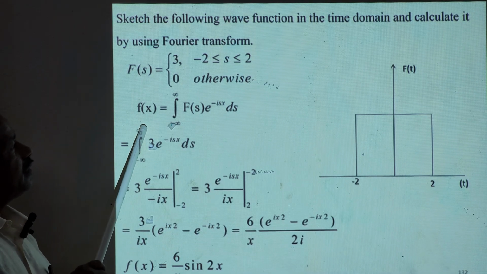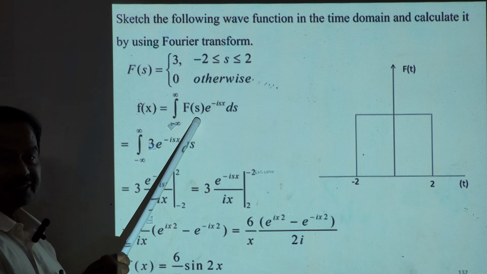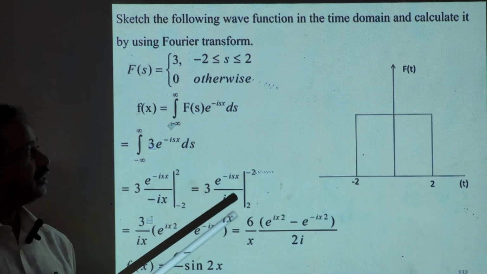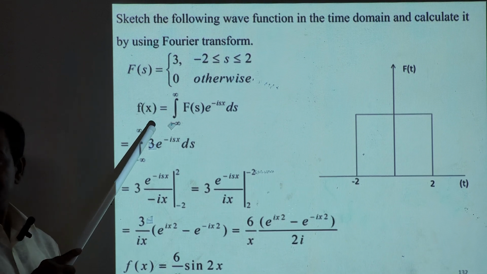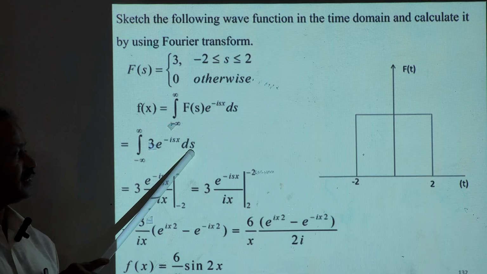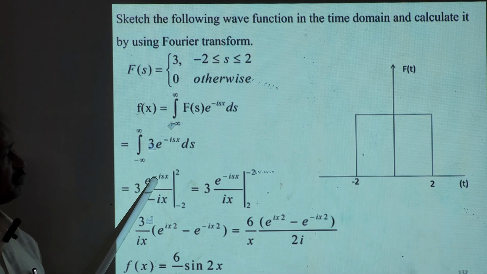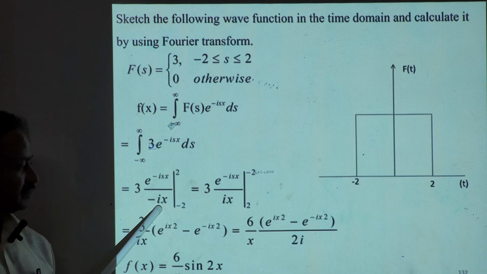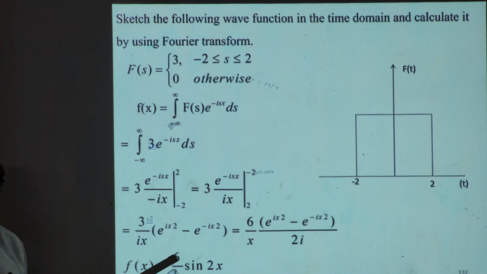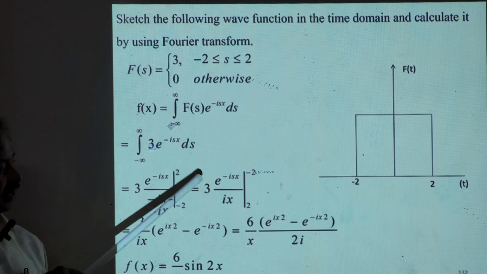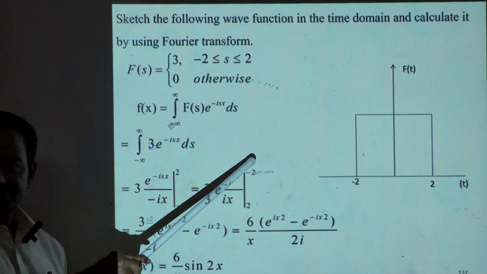Okay. So your f of x, the Fourier transform, will be f of x equal to integral from minus infinity to plus infinity of f of s e power minus isx ds. And instead of f of s, you can write 3 here. So 3 e power minus isx ds. So on integration, that will give you 3 times e power minus isx divided by minus ix, with the limits 2 to -2. Now I have removed the minus sign and I have interchanged the limits.